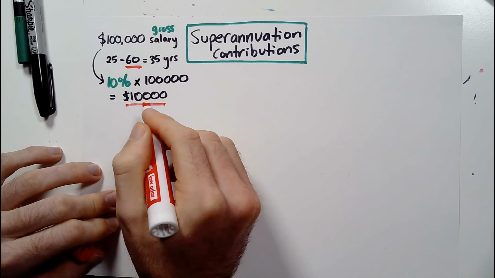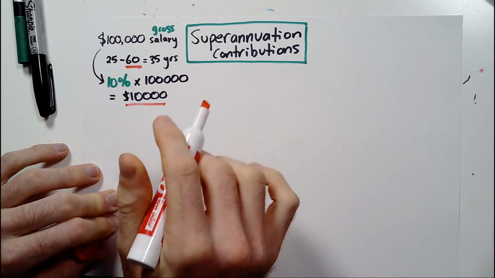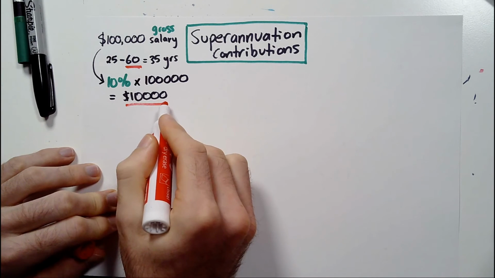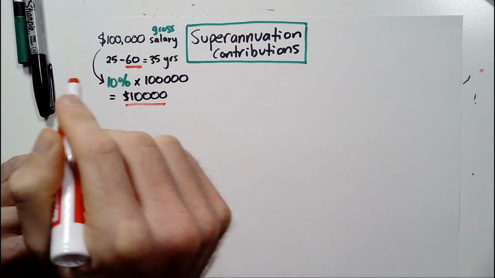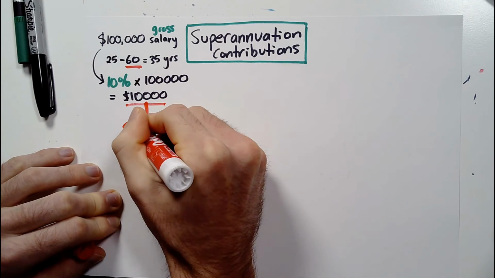Now that money doesn't just go into a simple bank account. It doesn't just sit there and do nothing. What they do is they want that $10,000 every year to actually accumulate. They want it to grow. So they put this into a super fund.